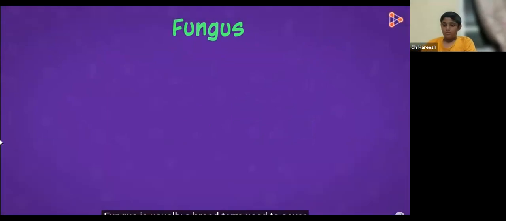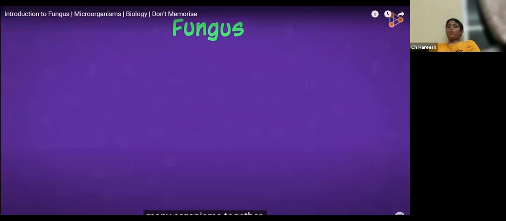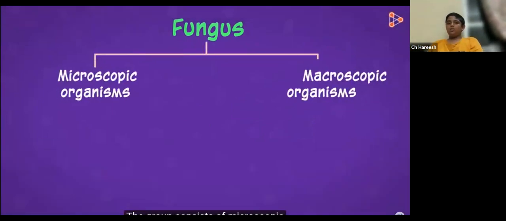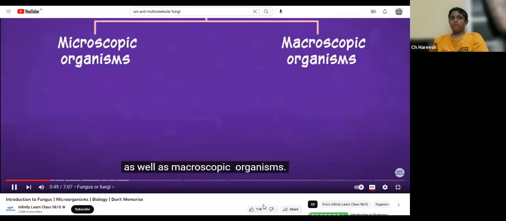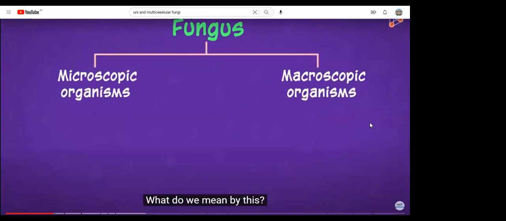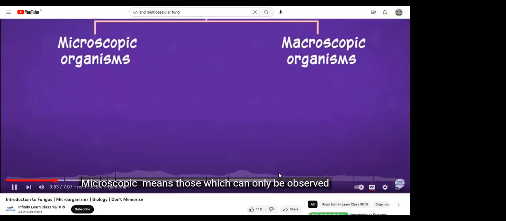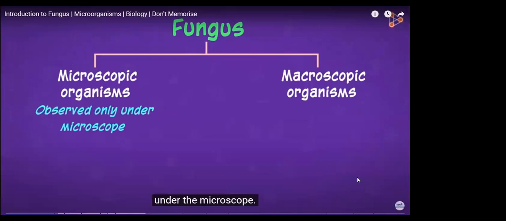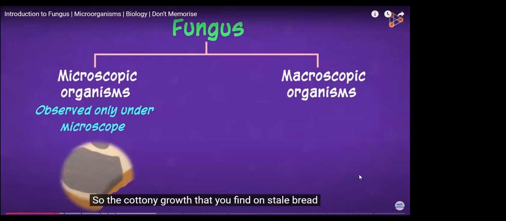Fungus is usually a broad term used to cover many organisms together. The group consists of microscopic as well as macroscopic organisms. What do we mean by this? Microscopic means those which can only be observed under the microscope. So the cottony growth that you find on stale bread can be included in this category.